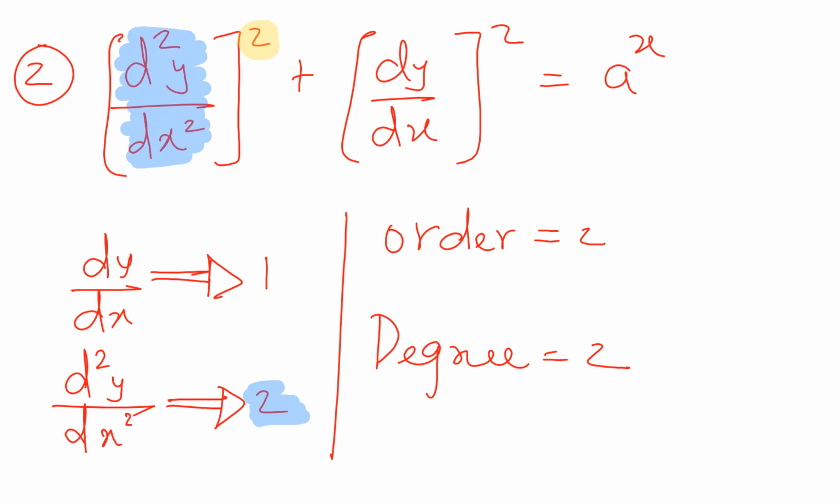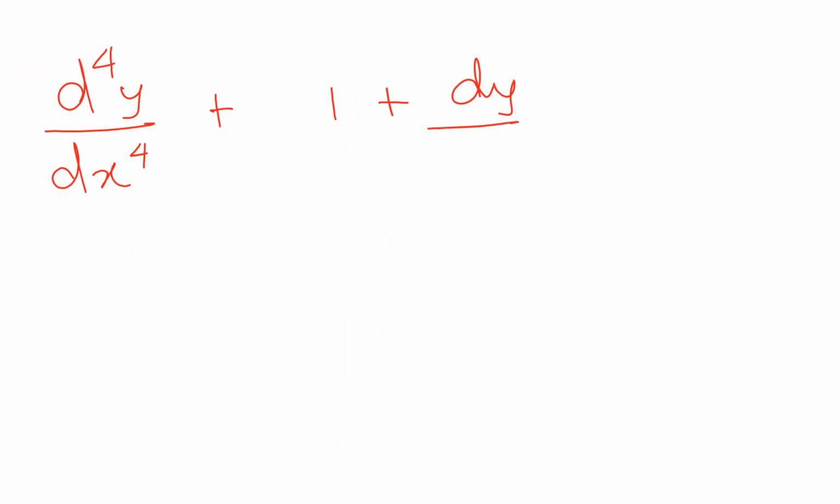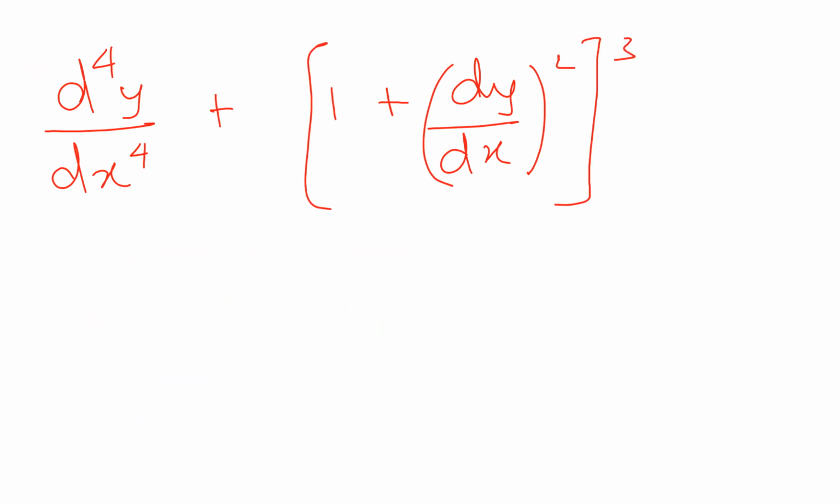Next example: d raised to 4y upon dx raised to 4, the fourth order derivative, plus 1 plus dy by dx the whole square cube is equal to 0.